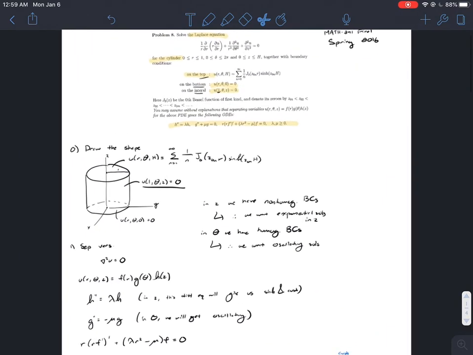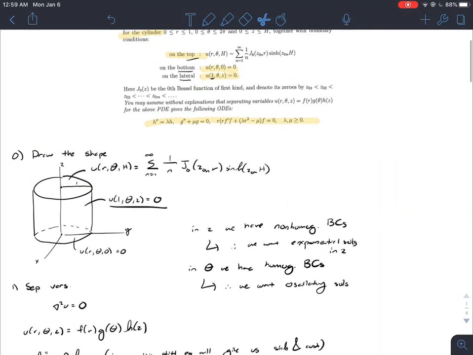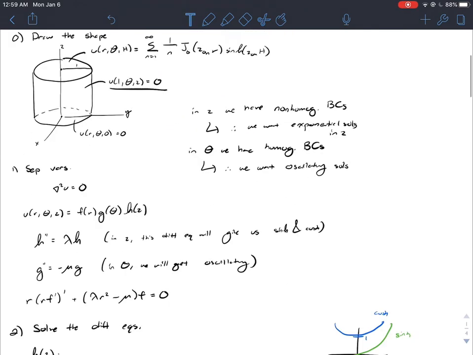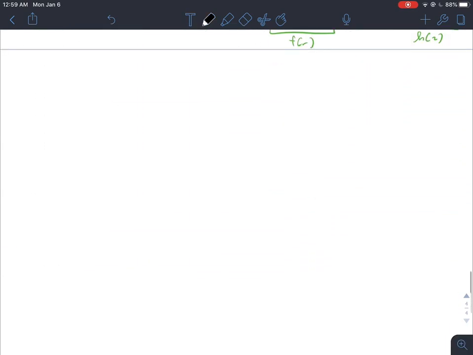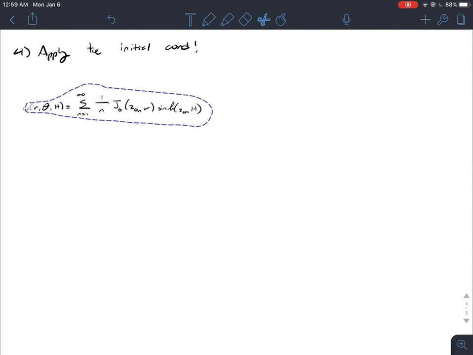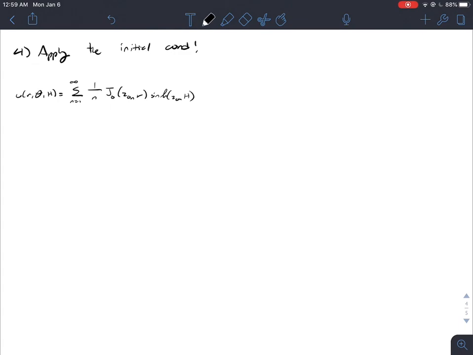So now let's go on to step 4 and apply the initial condition. I'm just going to copy and paste this on here in preparation. So step 4 is apply the initial condition. So we're told that at a height h, so at the top of the cylinder, we're equal to this relationship right here.